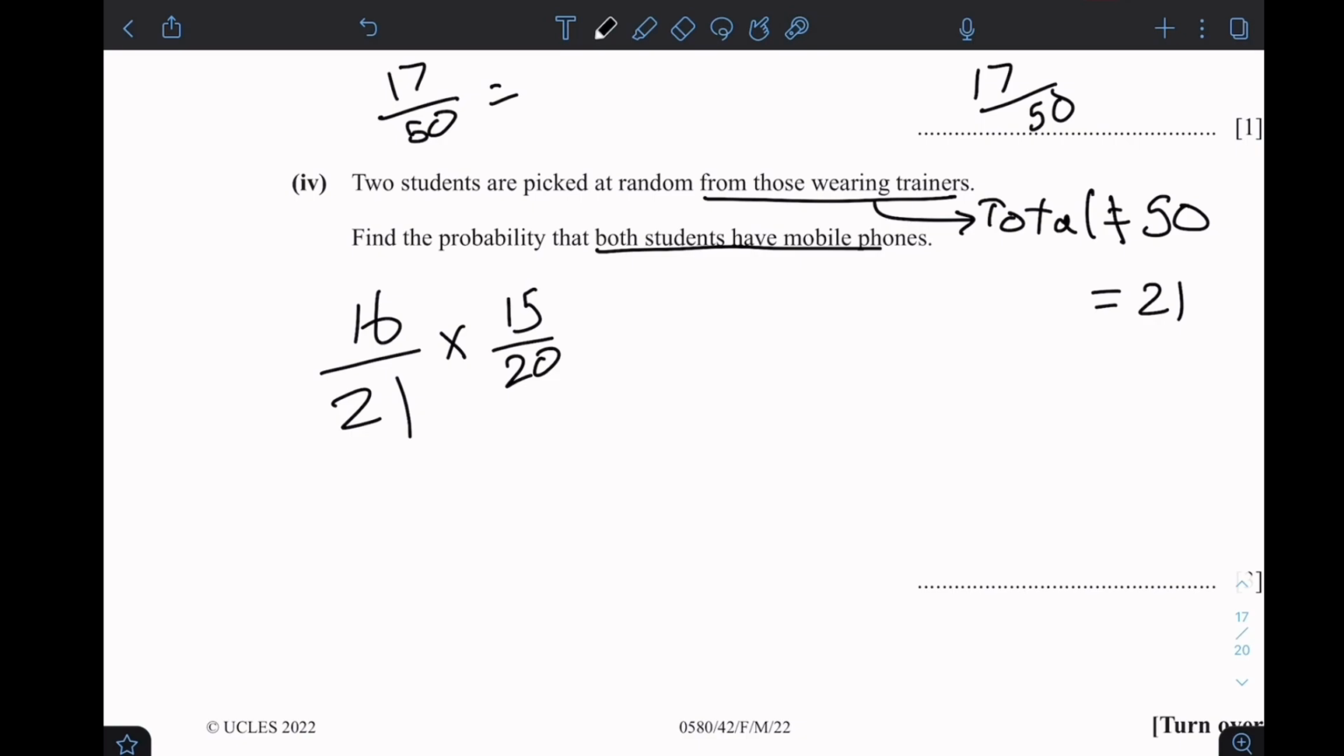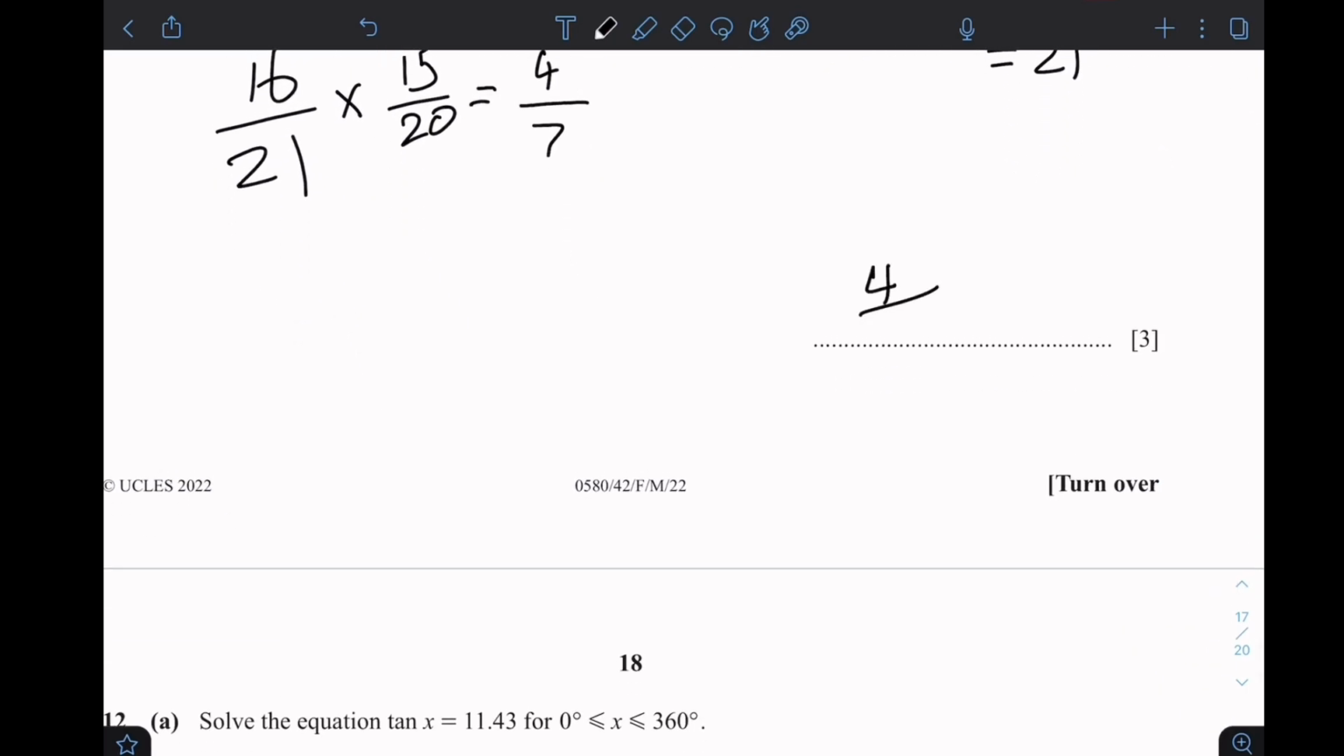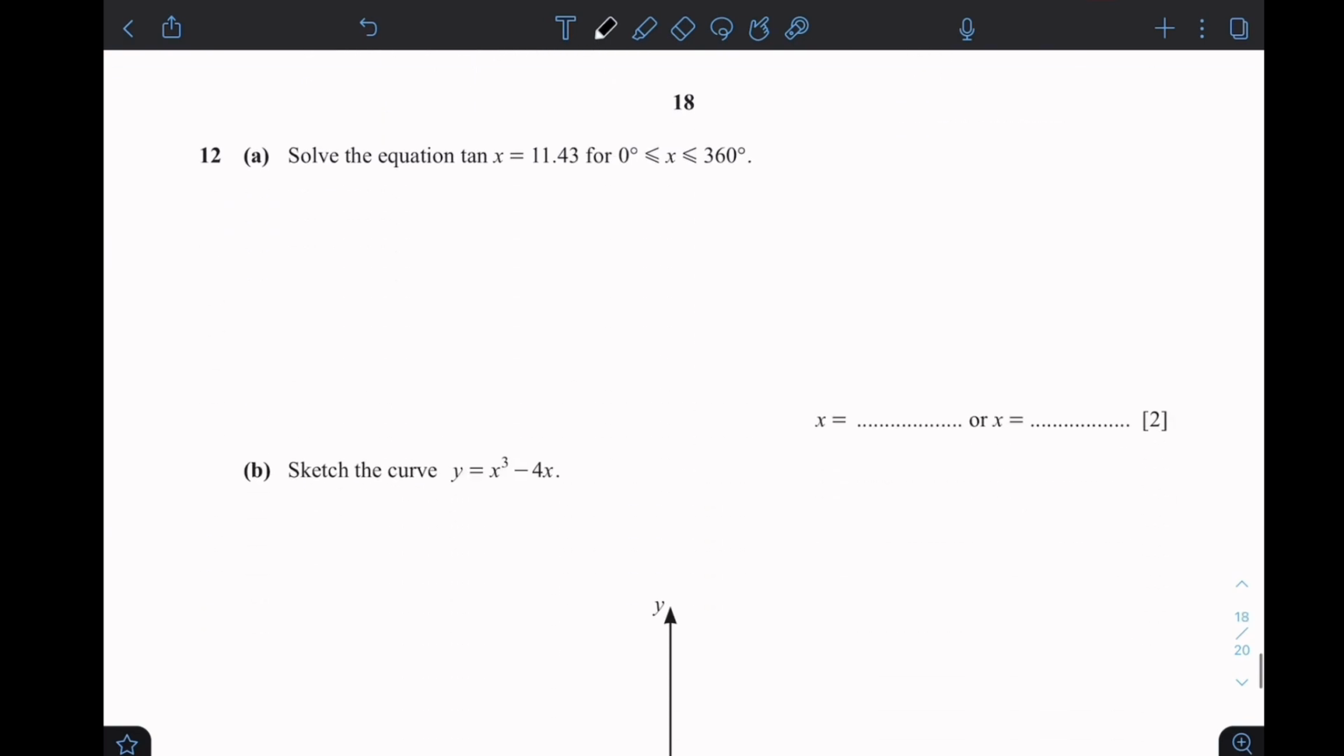The number of students is less than before by one, and also the favorable outcome decreases by one because we already picked a student who fits in this category, and hence you do this. So 16 divided by 21 multiplied by 15 divided by 20. And that should get an answer of 4 divided by 7.